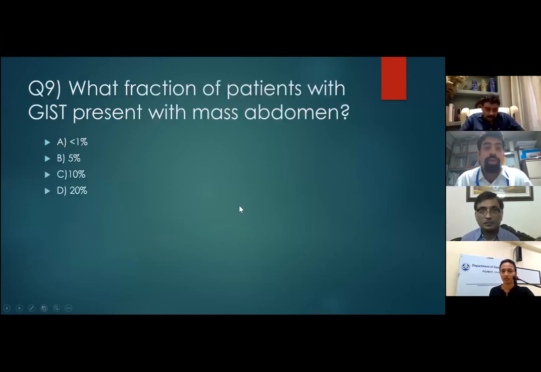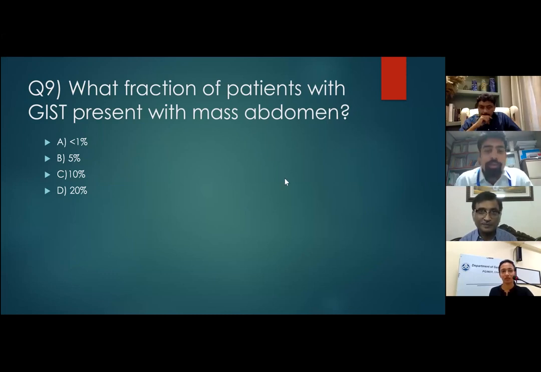So we'll run another question. Since GIST was initially one of the differentials, what fraction of patients with GIST present with an abdominal mass? So the audience are invited to vote on this. Yogita ji, can we run the polls again? So the poll has started. So let us share the results. Almost 1/3 feel it is less than 1%, and a quarter each feel it is 5% or 10%. So the correct answer is in fact less than 1%.